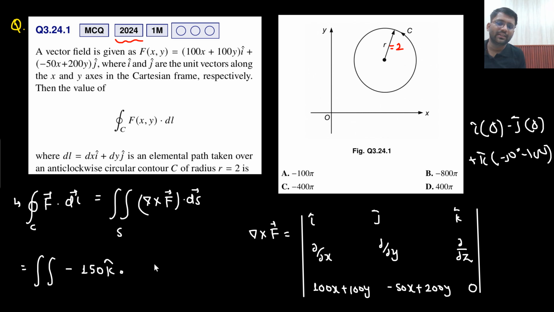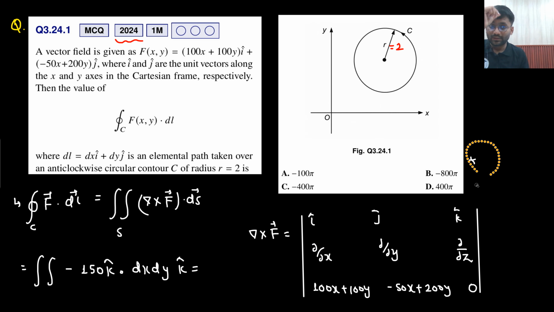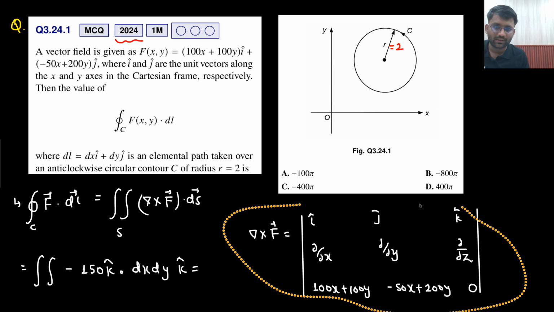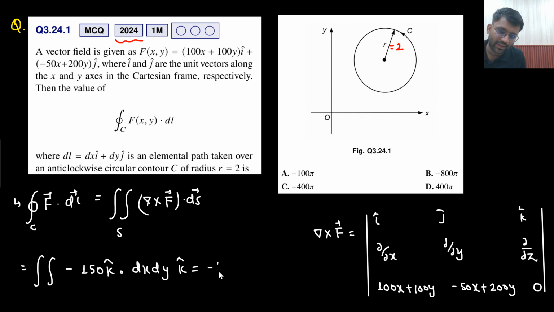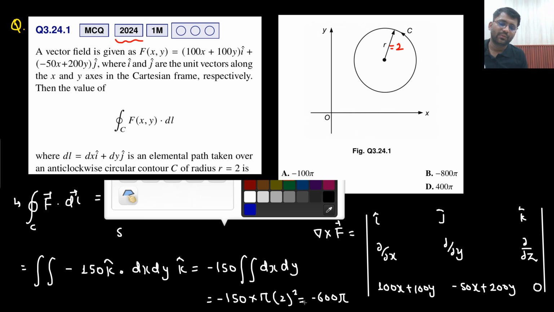What will be my ds? Sir, I am moving in the xy direction, so ds is dx dy in the direction of k cap. So what answer will you be getting? When I solve it, minus 150 I can take outside. Double integral I will do dx dy, and this is simply representing the area. What is the area? Minus 150 into pi r square. What is the value of r? Square. So what is the answer? Minus 600 pi. You got the answer to be minus 600 pi.